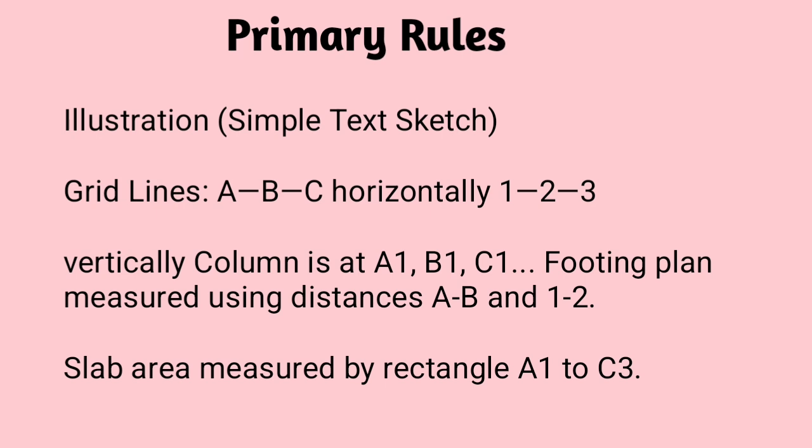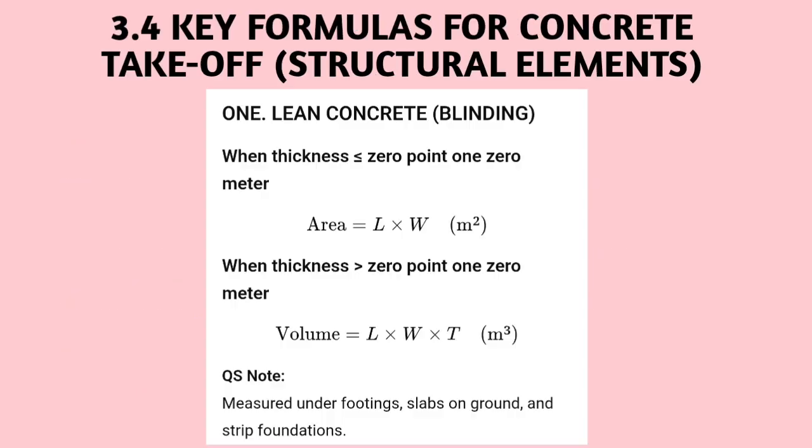For example, in a grid with horizontal lines A, B, C and vertical lines 1, 2, 3, a column at A1 is measured from the intersection of grid A and 1. Footing plans are measured using distances along these axes.